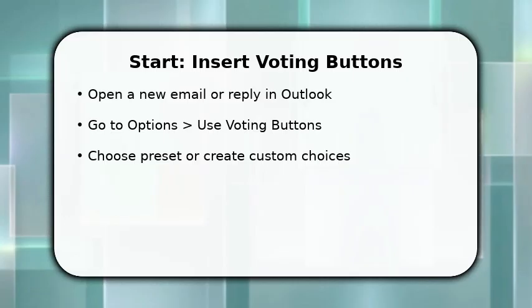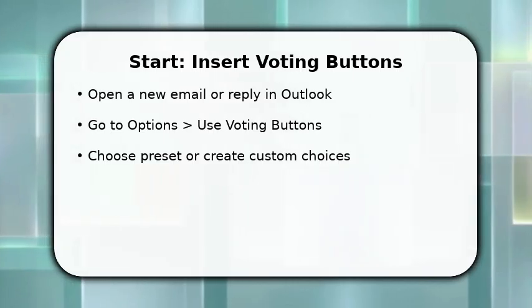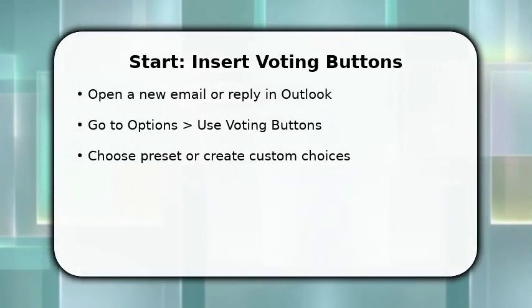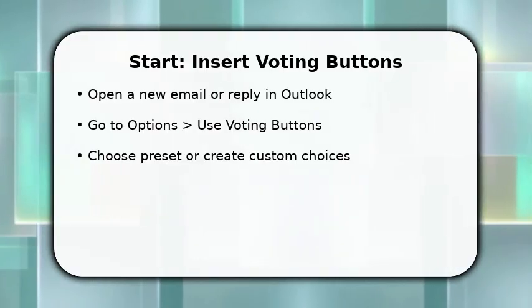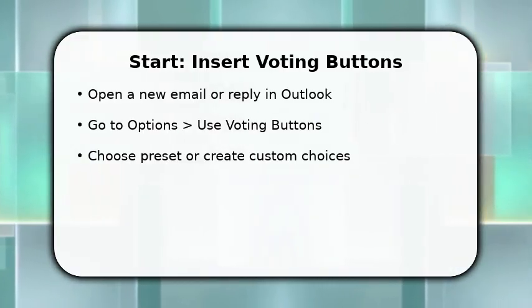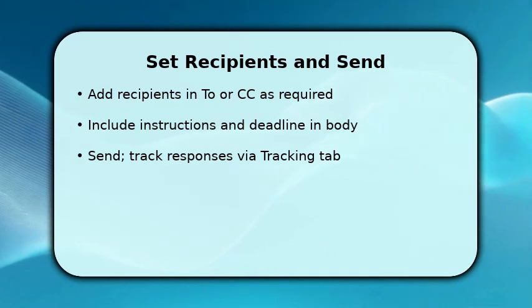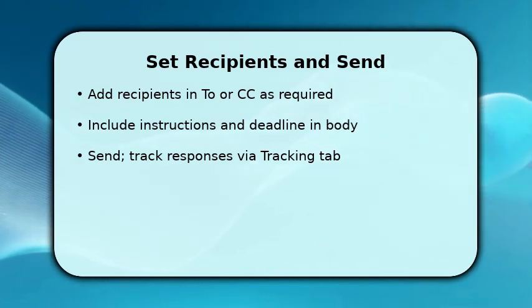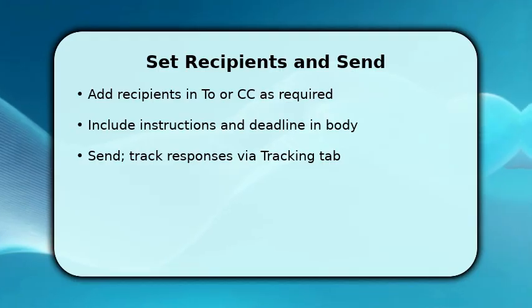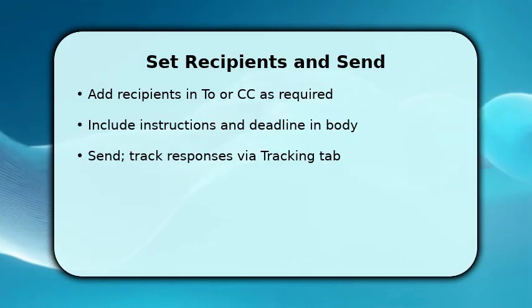Make sure to add clear context in the message body so recipients know what each option means. This step both simplifies tallying and reduces follow-up email traffic. After inserting voting buttons, address the email to the intended recipients and put any observers in CC. Explain the question, expected action, and a deadline. People are more likely to respond when instructions are explicit.